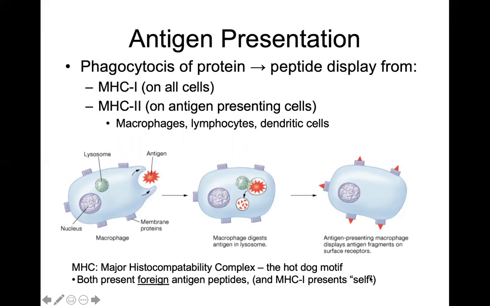MHC1 also presents itself, like self antigen, so that the body knows, oh, this guy's a homie, he belongs here. So MHC1 is self and antigen. MHC2 is just antigen from your infection.